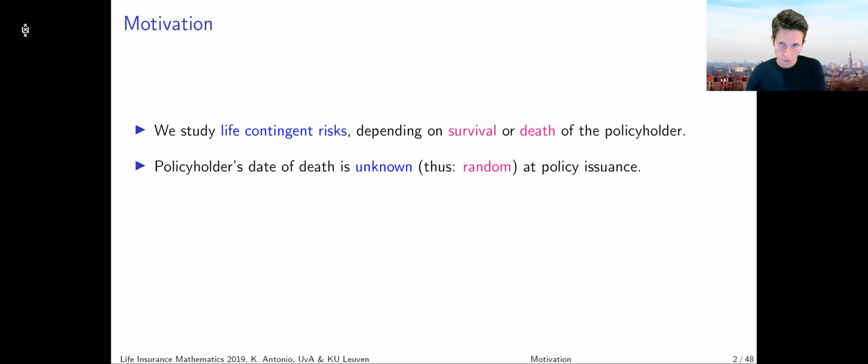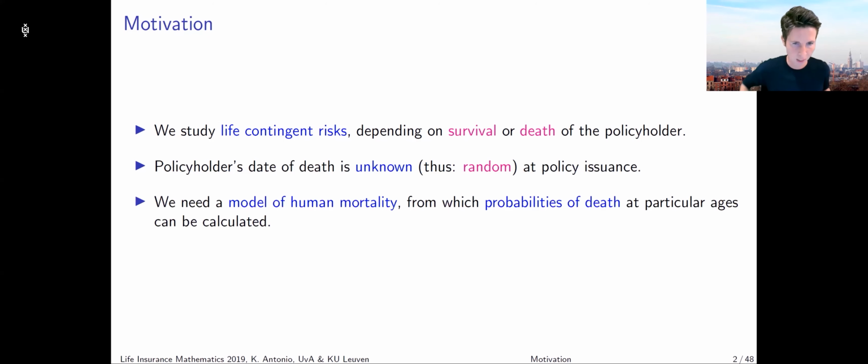Policyholders' date of death is of course unknown. So this is a random event, of which we do not know the precise outcome at the moment that we sell the contract to our policyholder. We also call that, in insurance terminology, the policy issuance, the moment that we issue the policy to our client. So we're dealing here with random events. We need to work with probability. So this makes the course exciting for econometricians and actuarial science students, at least in my opinion.